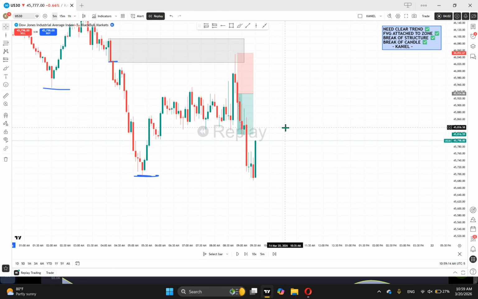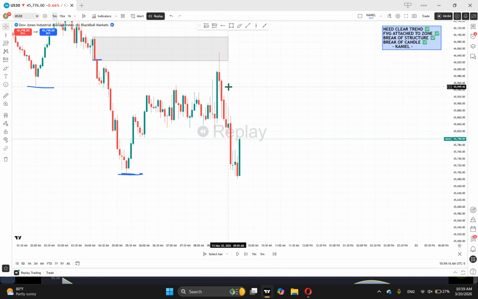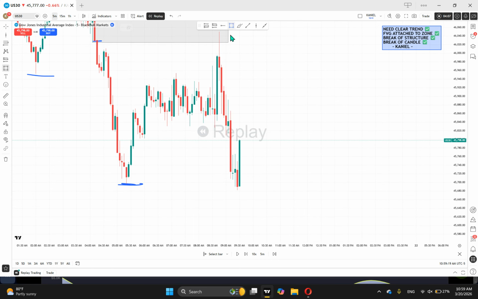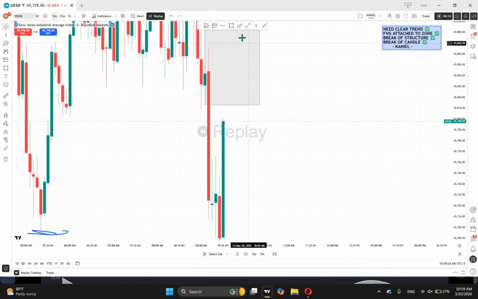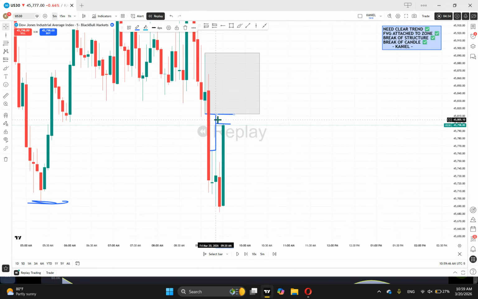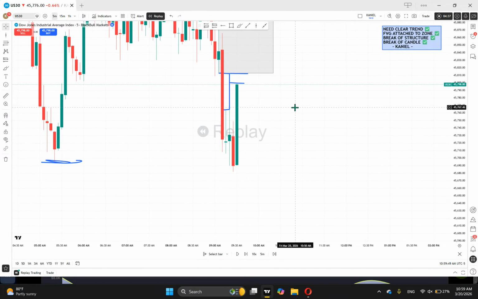So this was it right here. The market gave us a supply zone again. You have the fair value gap attached to the zone, that will be under this red, under this green candle to above this other green candle. So the market came up partially. So all the market needs to fill is the rest of the gap. But before we tap the zone, we need a break of structure.